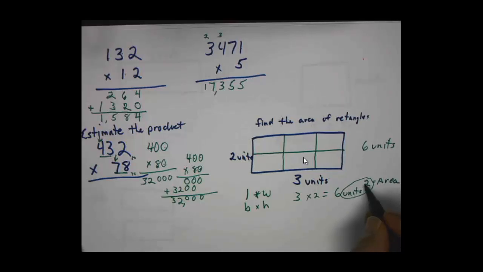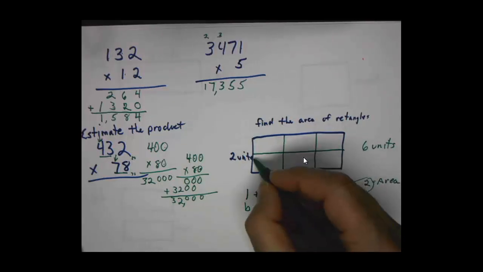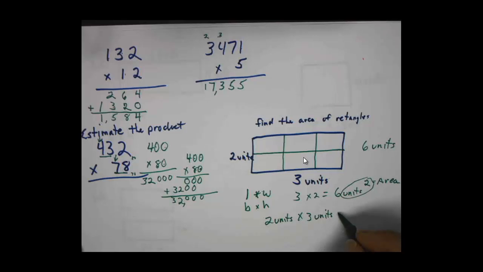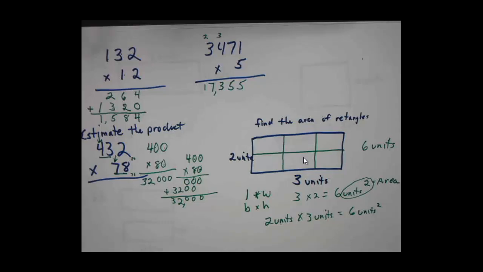Whenever you have that unit squared, whether it's centimeters, kilometers, whatever, when it's squared, put that 2 because we're taking units times units. So we really have 2 units times 3 units. So we multiply the whole numbers first, gives us our 6, and then units times units is units squared. You have to remember that for all area problems.